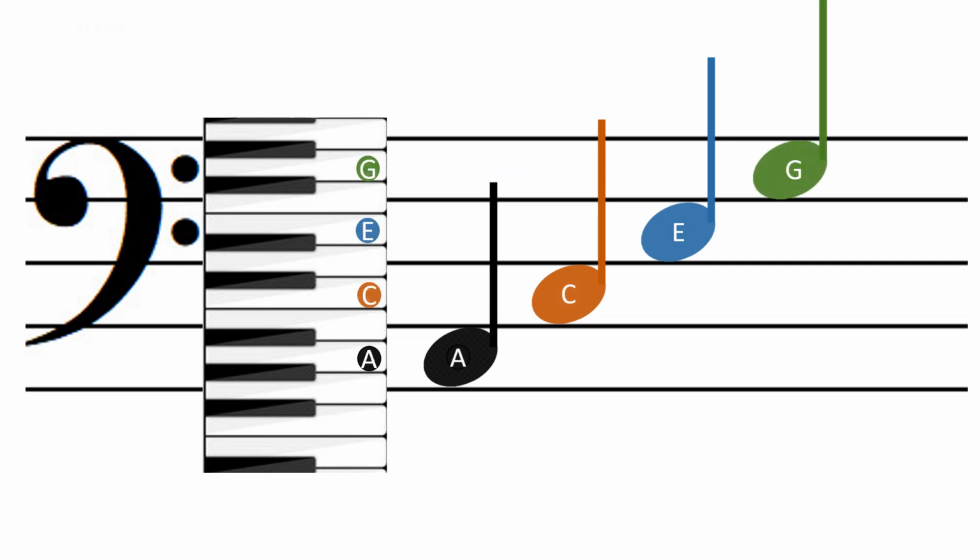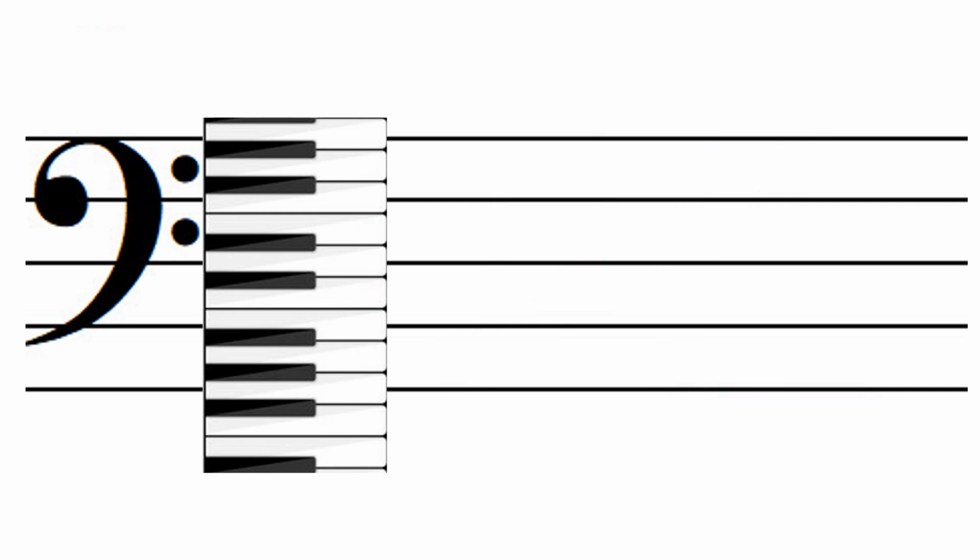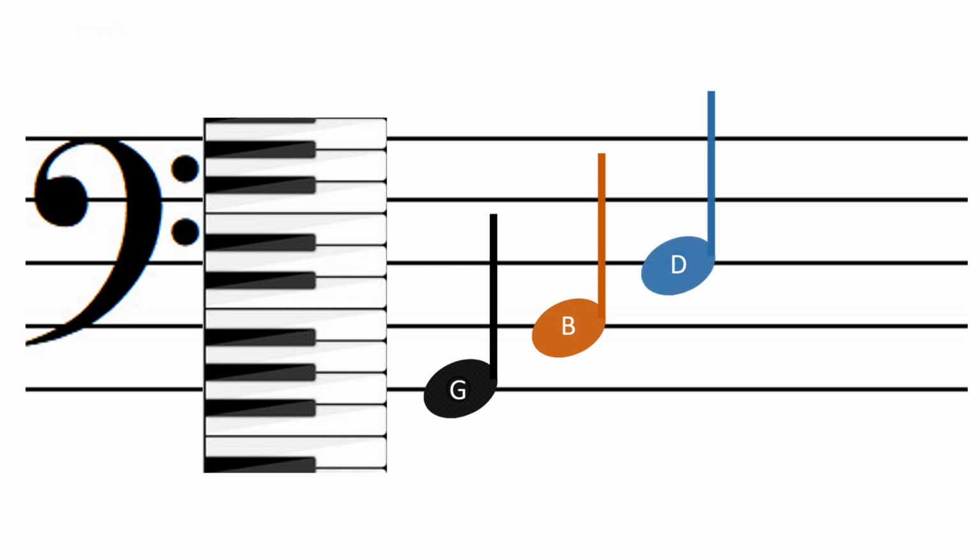Okay, so this again doesn't spell a word. You kind of have ace there with a G on the end, but it's useful to have another acronym instead. So we have all cows eat grass. For the lines, again we have a different acronym. We have the bottom line, which is G. Then we have the second line up, which is B. And we have D for the middle line. The fourth line up would be F. And then finally A at the very top.